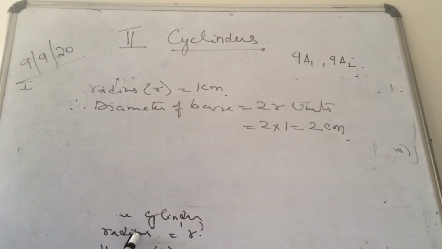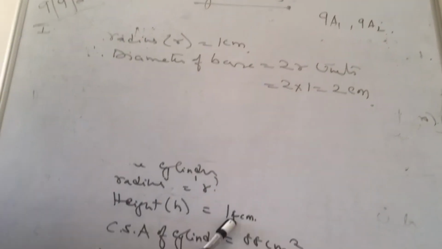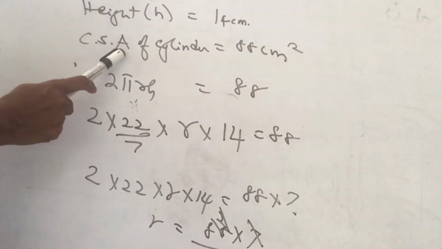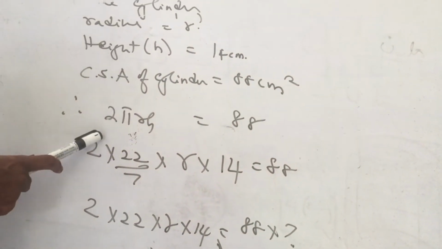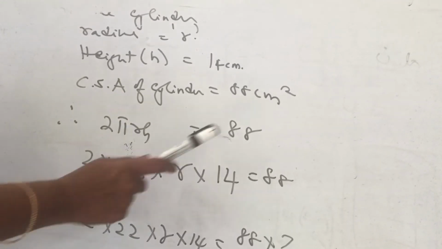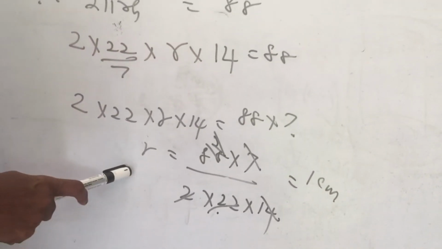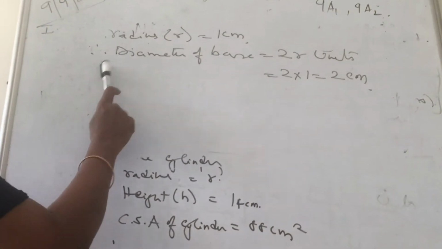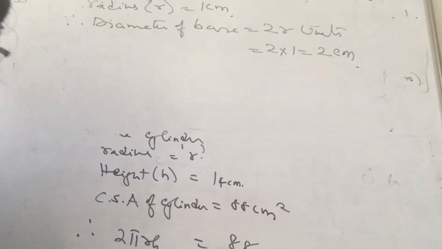Given the radius as R and height h and the CSA, we found out the radius. Because you are given CSA, children, CSA is 2 pi R h. What will happen to 7? Cross multiply. Calculate R. R is 1 centimeter. When radius is 1, the diameter is 2 centimeters.